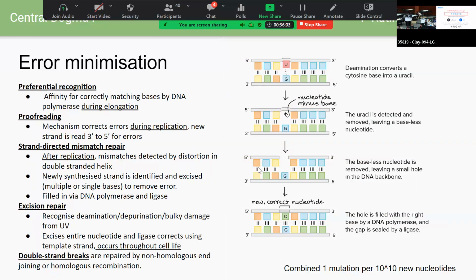Okay, and then again, I won't go through this, but this is quite important to know. So not only is it important to know what types of error minimization there are, but it's also important to know when it happens. So you have one during elongation, during replication, after replication, and throughout cell life. So this is very high yield, but it's not much to explain. You just have to remember what happens and when it happens as well. And then, obviously, the mutation rate here is quite low. It has to be quite low because mutations can be dangerous. You want to protect the integrity of DNA.